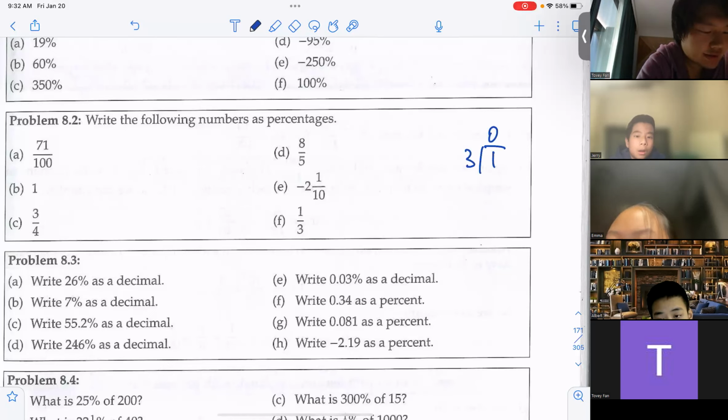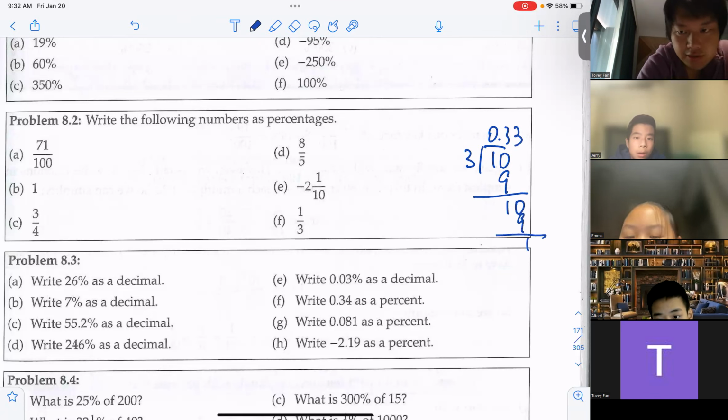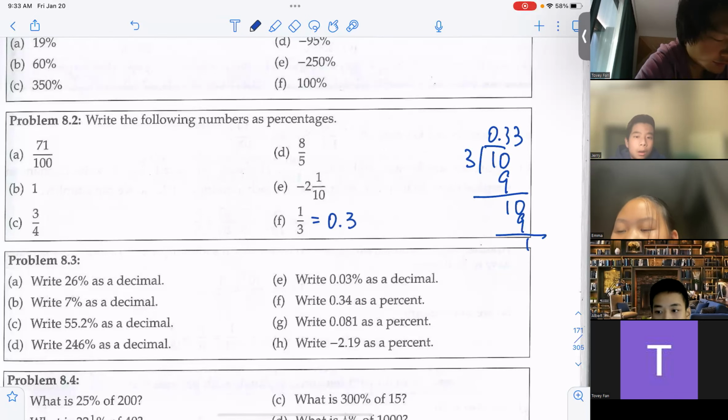So you get a 0 and get a 0 here. And you get 3, and 3 times 3 is 9, right? And another one. And another one tells you that's another 3, right? And it just goes on forever. So 1/3 is 0.3333, 0.3 repeated. Right, Emma? Okay. So to convert 1/3 to decimals, you get 0.3 repeated.